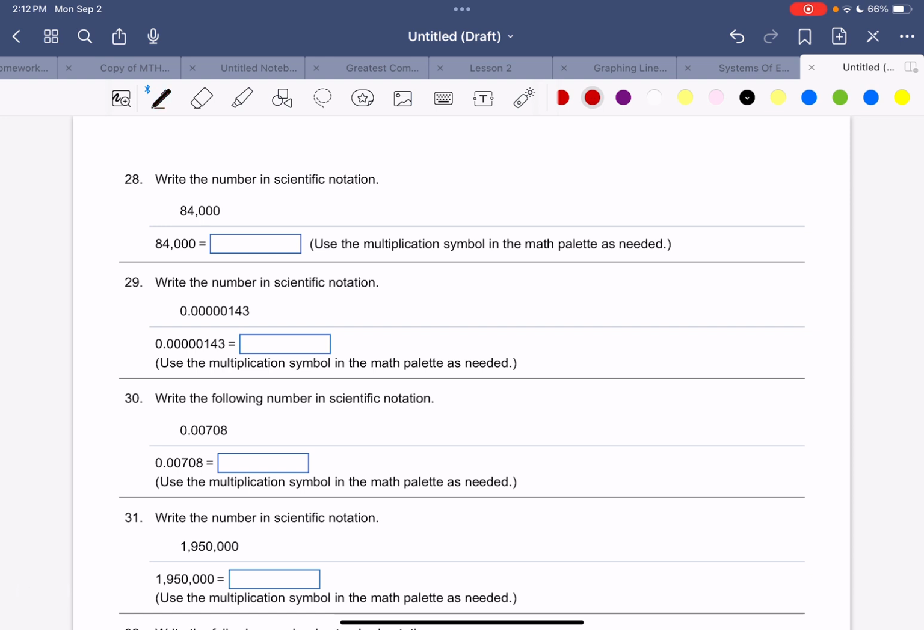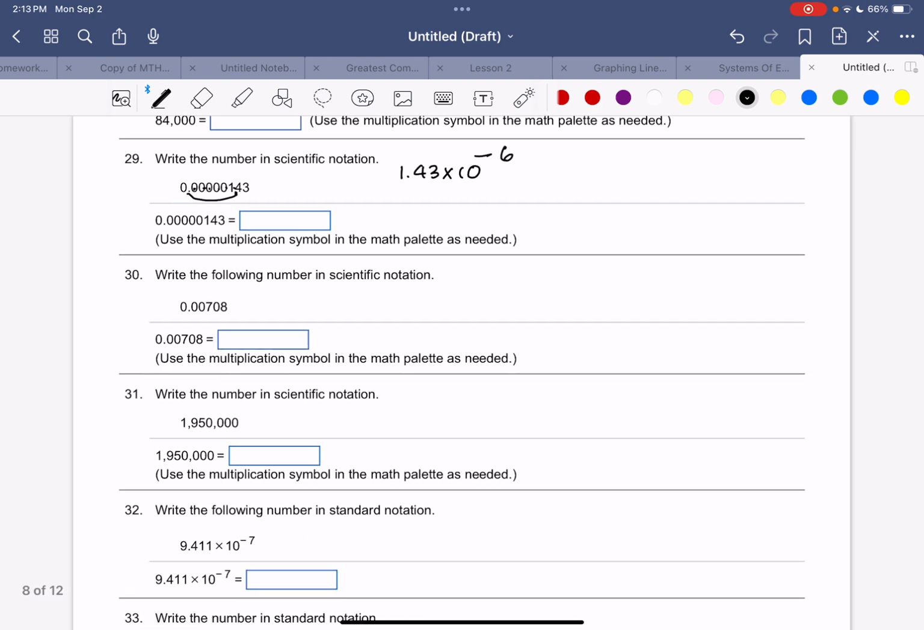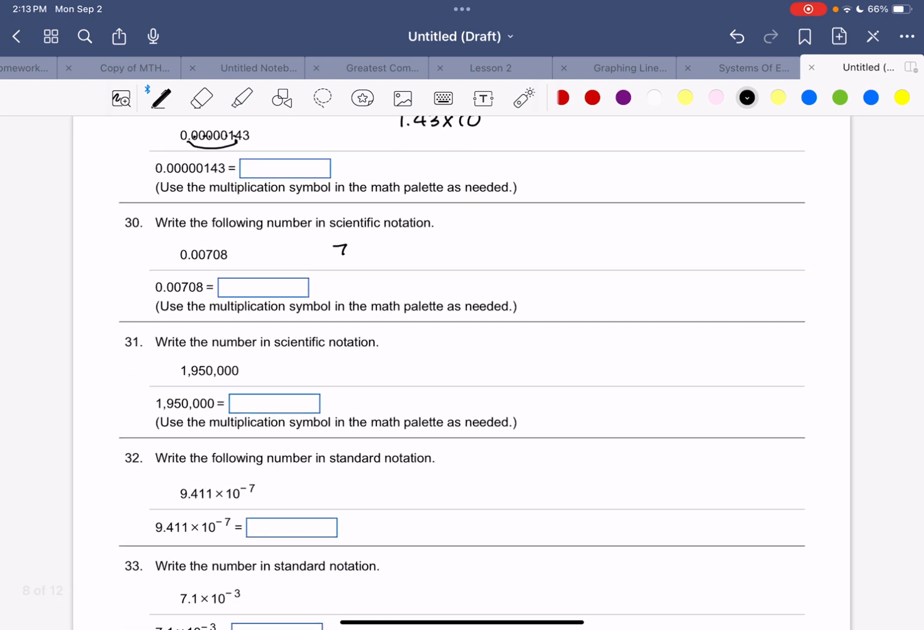84,000. Well, I go behind the first number, 8. 8.4. Now, that's a big number, 84,000 is 8.4 times 10 to the 4th, because between there and the end is 4 places. Little number, go behind the first non-zero number, 1.43 times 10 to the negative, because it's a tiny number, 1, 2, 3, 4, 5, 6, 10 to the negative 6. Tiny number, 7.08 times 10 to the negative 3, because I went right behind the 7.